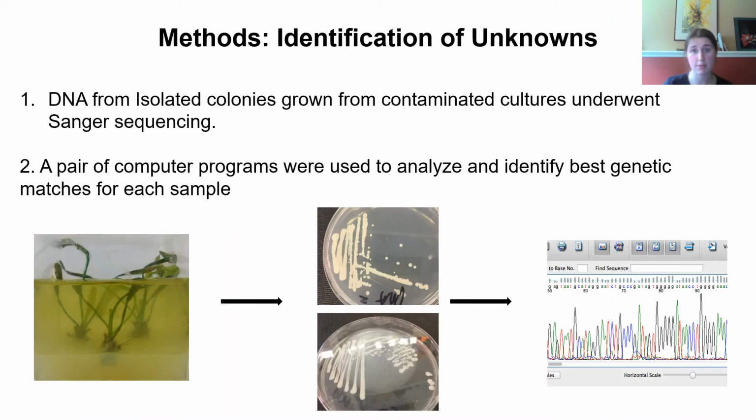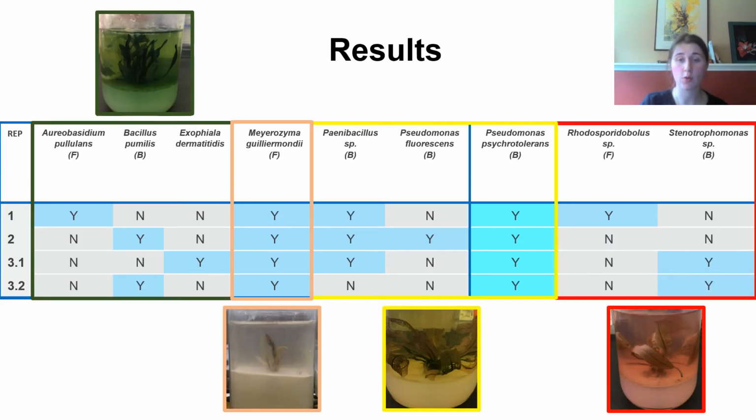Identification of these contaminants began with growing and isolating colonies from the material that was found in these cultures. The resulting colonies underwent DNA extraction and Sanger sequencing, then a pair of computer programs were used to analyze and identify the best genetic matches for each sample. Results showed that a wide variety of fungal and bacterial species were present in the contaminated cultivar, and many of these species were isolated from the same plants every time.